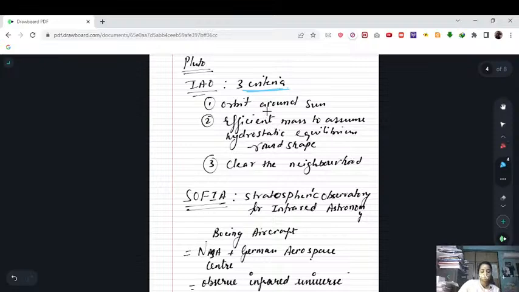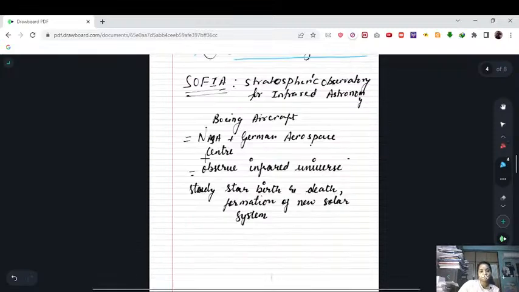Now the 3 conditions prescribed by the International Astronomical Union: it must orbit the Sun. Pluto orbited the Sun. Next is sufficient mass to assume hydrostatic equilibrium. That means it should have enough mass to keep itself in a round shape. Pluto was sufficient in this, and the last point is to clear the neighborhood. Now Pluto was not able to clear its neighborhood. It had a lot of asteroids and meteoroids in its own path. So due to this, Pluto was declassified as a planet.